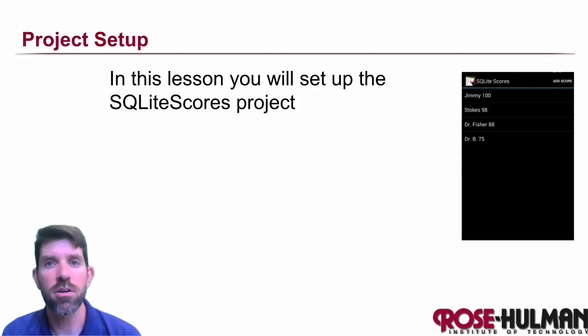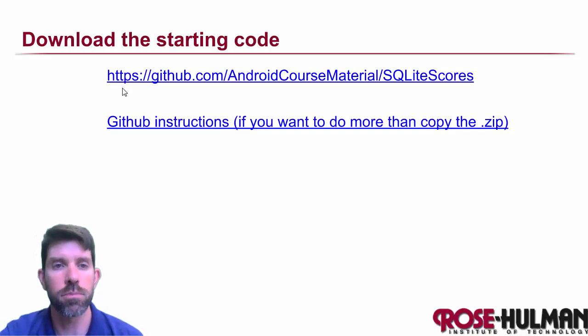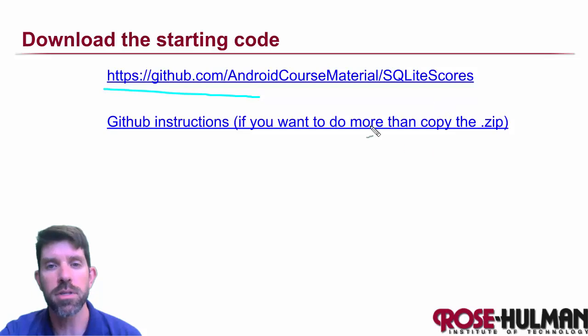Welcome back. Let's start off by setting up our SQLite scores project. All of our stuff today is up in GitHub again, so let's go ahead and download this from here. If you're just going to be copying the zip, no problem. Just go ahead to the link and do that.